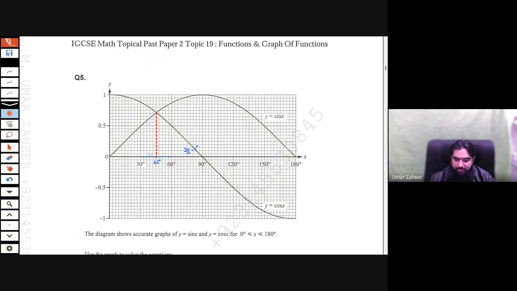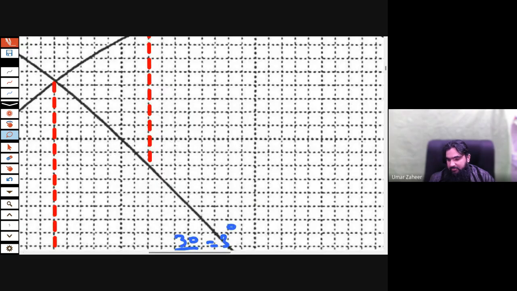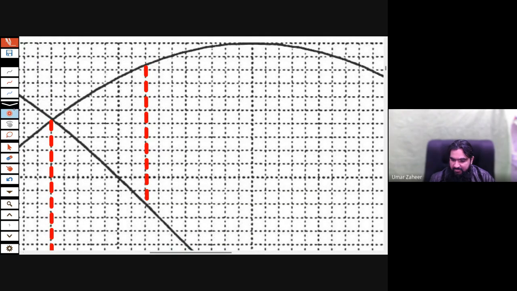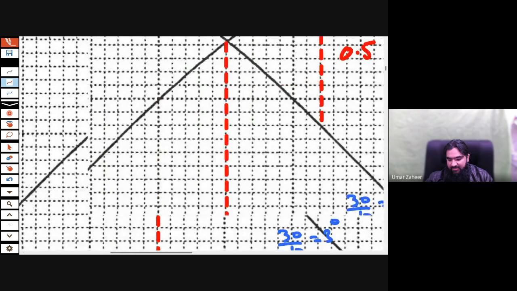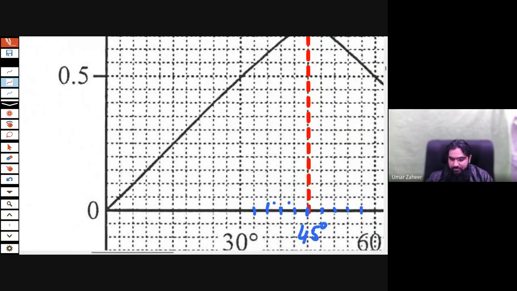We have to check where the distance is exactly 0.5. So you need to use a scale. Basically this is the distance 0.5, right? This is my scale. I'm using the scale to find where it is exactly equal. Look here. At this point, the distance between the sine graph and the cos graph is exactly 0.5. You have to measure it.